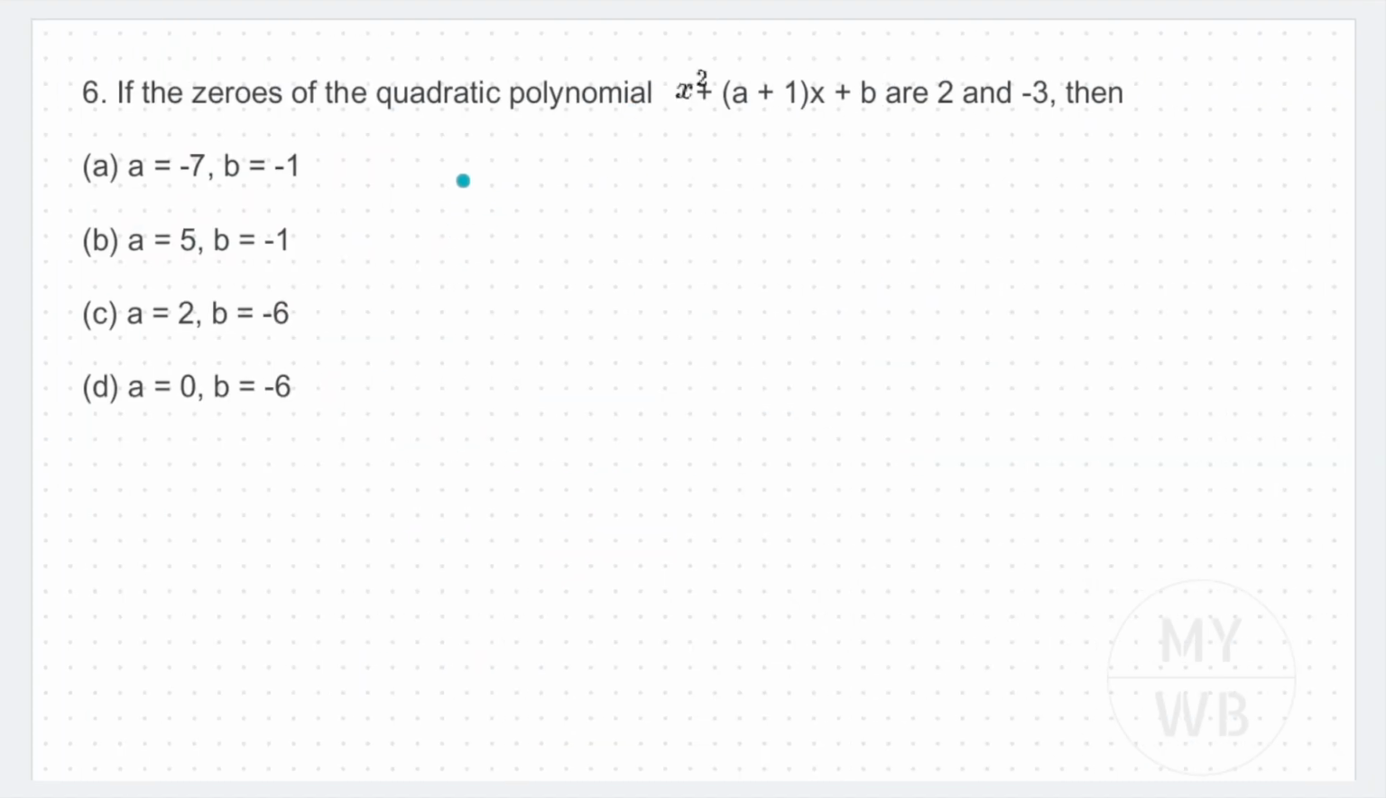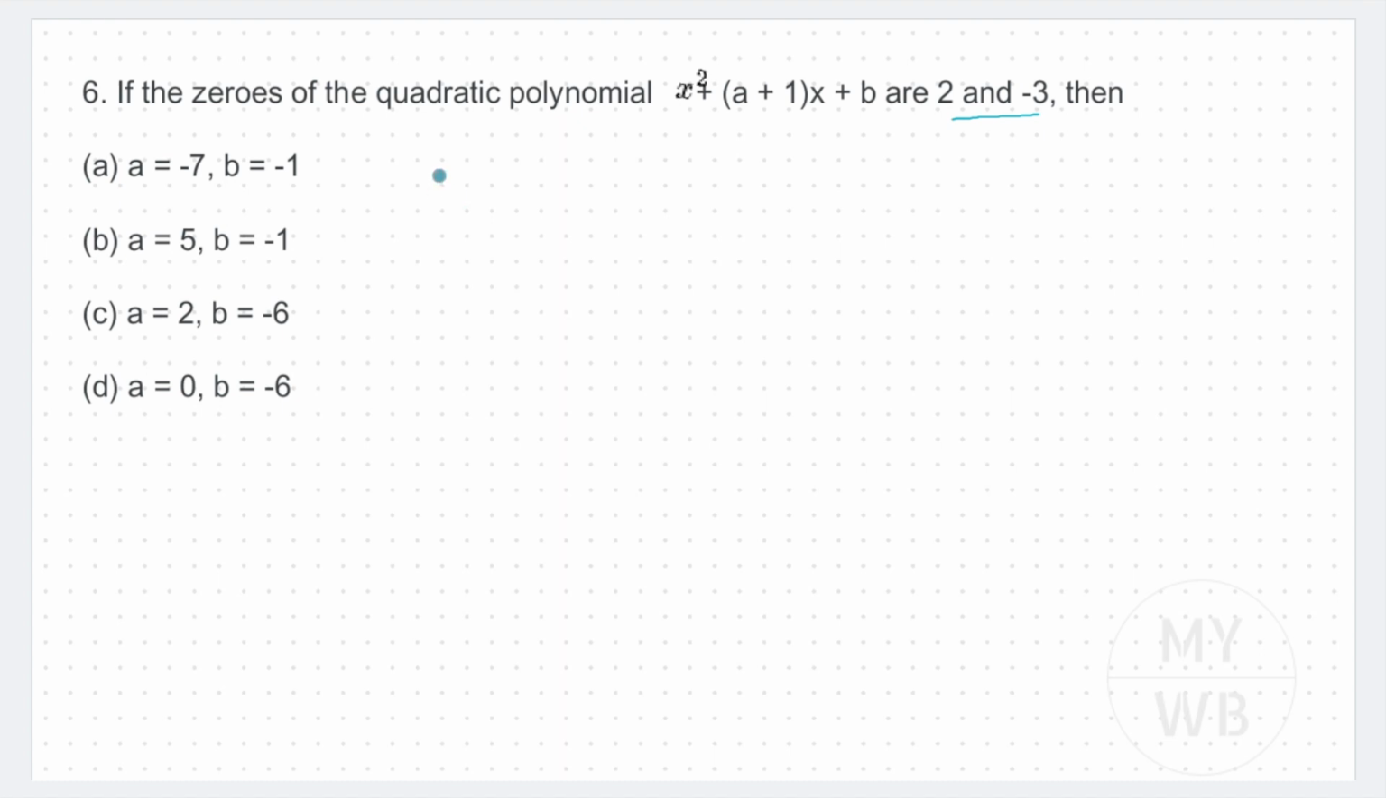If the zeros of the quadratic polynomial x square plus a plus 1 into x plus b are 2 and minus 3, then a is minus 7, b is minus 1, or a is 5 and b is minus 1, a is 2, b is minus 6, a is 0 and b is minus 6. So the zeros are given. If you substitute the zeros, the value of the polynomial will become 0. That is the concept, and thereby we can solve for a and b.